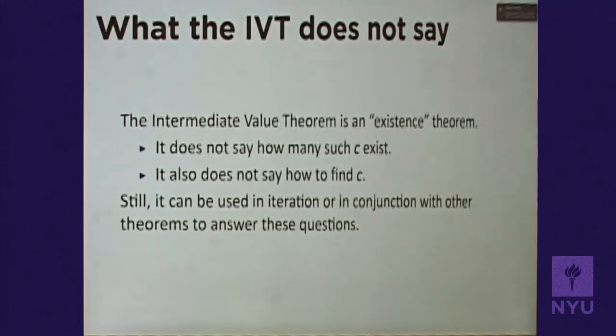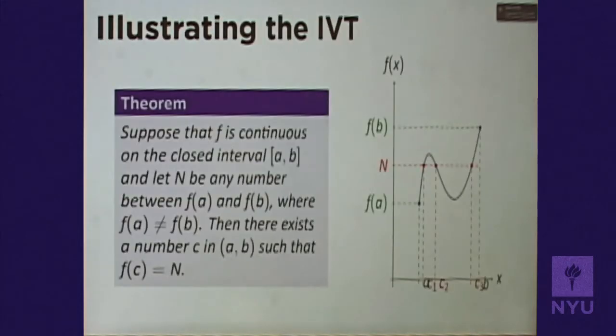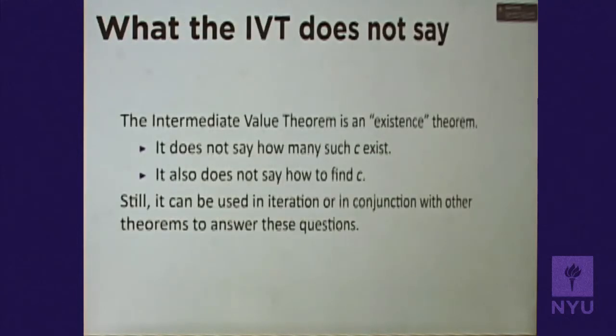So what doesn't the intermediate value theorem say? In mathematics, we have a lot of theorems which are called existence theorems, and this is one of those. It says that c exists. It does not say how many c's exist. It doesn't tell you the difference between the case of having 3 c's and the case of having 1 c. And it doesn't give you any idea where that c is, other than it's somewhere between the endpoints.